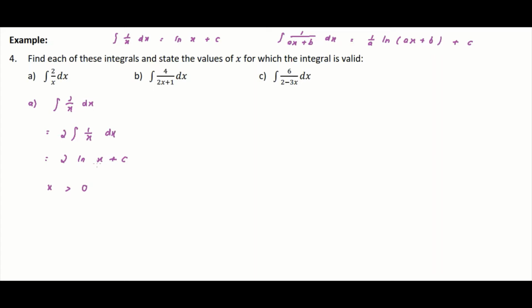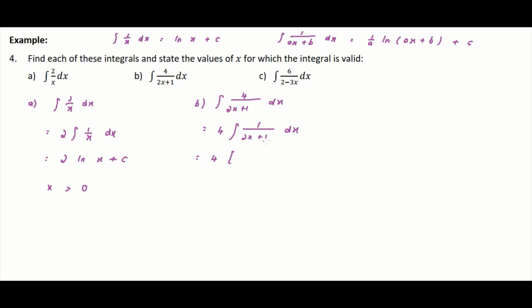Okay, yeah, meaning that you will always natural log a positive answer. Okay, B. So the same thing. The first thing that we try to do is we take out the constant that we have. So in this case, you have 4 outside. Then after that, 1 over 2x plus 1 with respect to x. Okay, so 4. All right, so now 1 over.